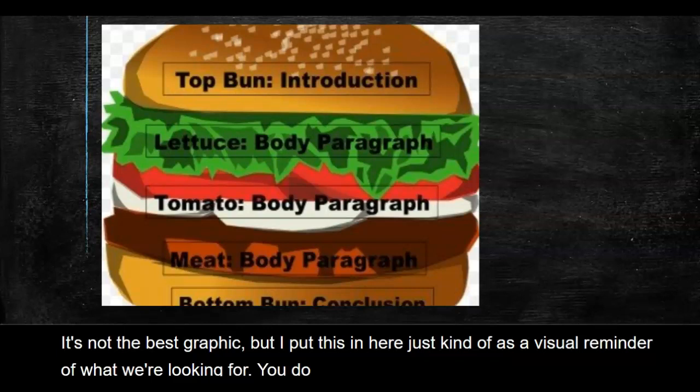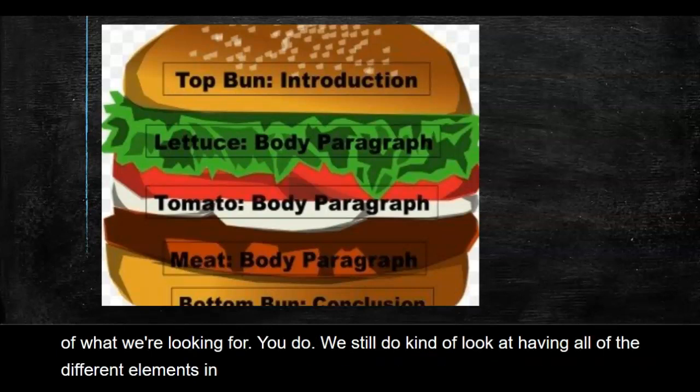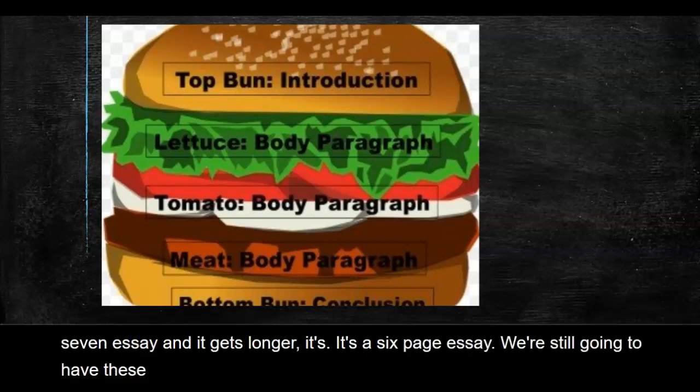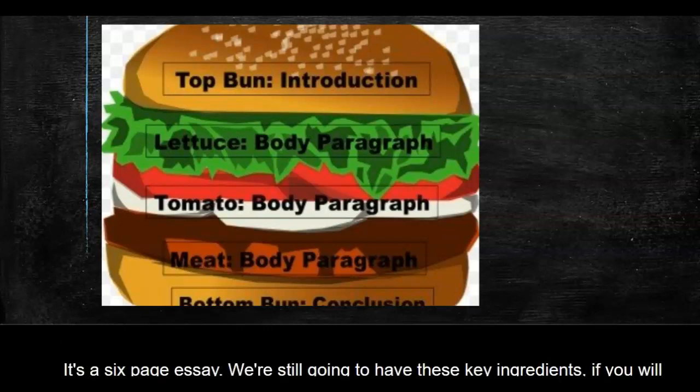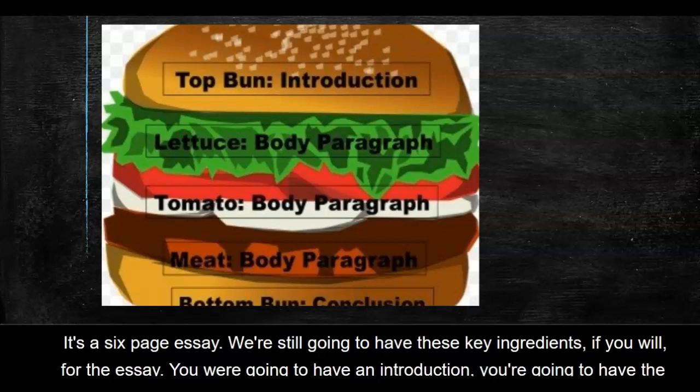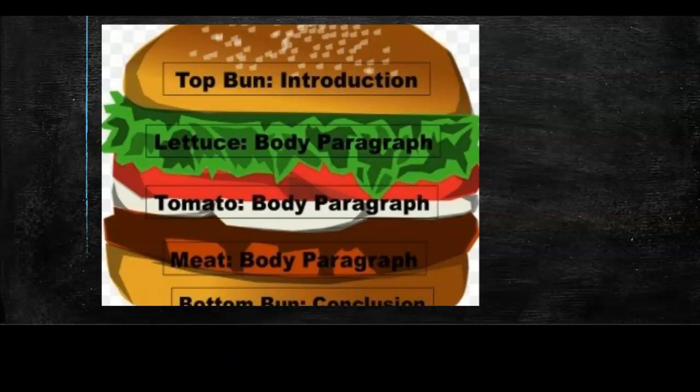We still do look at having all of the different elements in each of your essays, even as we move toward the week 7 essay and it gets longer. It's a 6-page essay. We're still going to have these key ingredients, if you will, for the essay. You're going to have an introduction. You're going to have the body paragraphs, and then you're going to have a conclusion.